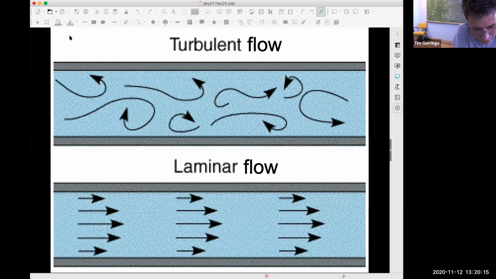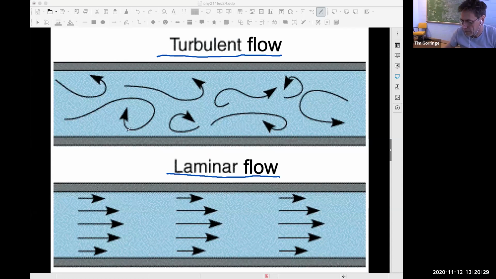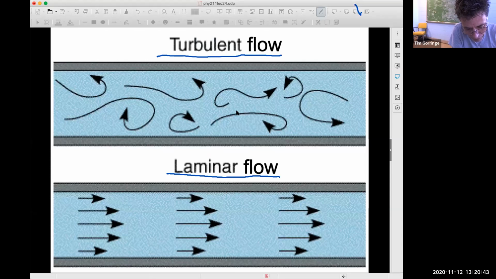And they're pictured on this overhead here. So upstairs here is a turbulent flow, and downstairs here, this is laminar flow. And in turbulent flow, as you can see from the picture, the fluid flows in a sort of curling and rotating motion as it flows down a pipe. Whereas in laminar flow, the fluid flows in these straight line streams as it flows down the pipe. And so there are these two basic categories of flow.